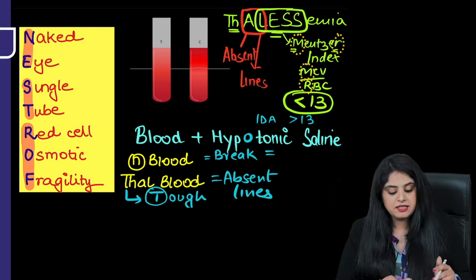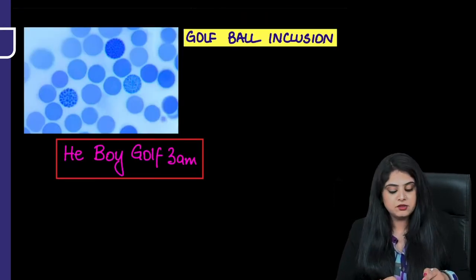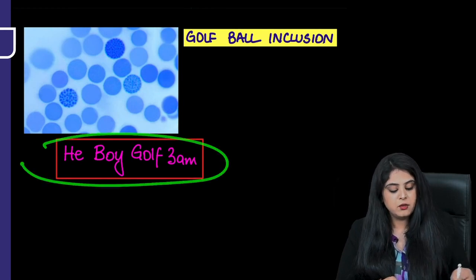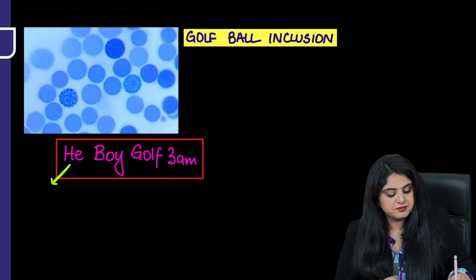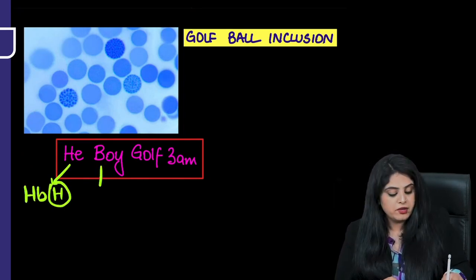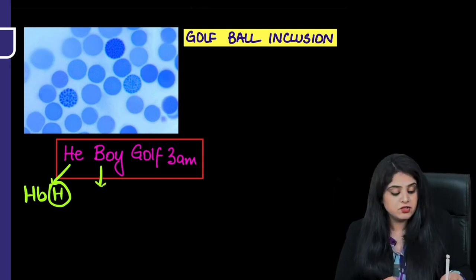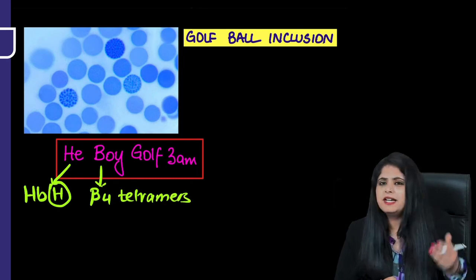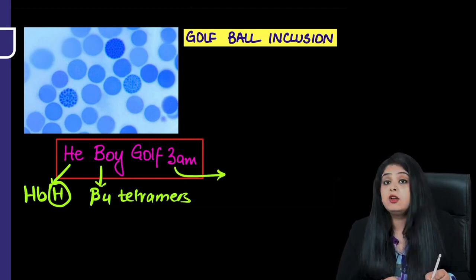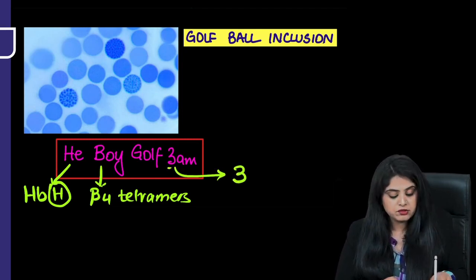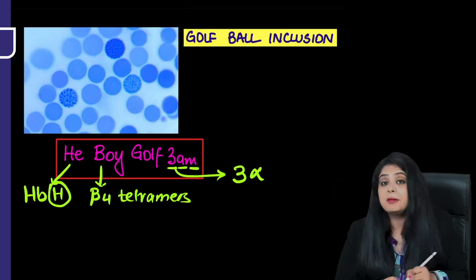Let's go on to alpha thalassemia. What is alpha thalassemia? This is going to be a case of: he is a boy, plays golf at 3 a.m. What is this? I'm talking about HbH disease. Boy means that this is going to be something which is going to form. What is HbH if someone asks you? They are beta 4 tetramers. Why did beta tetramers form? Because the alpha is gone. He's playing golf at 3 a.m. Why 3 a.m.? Because 3 alpha minus.